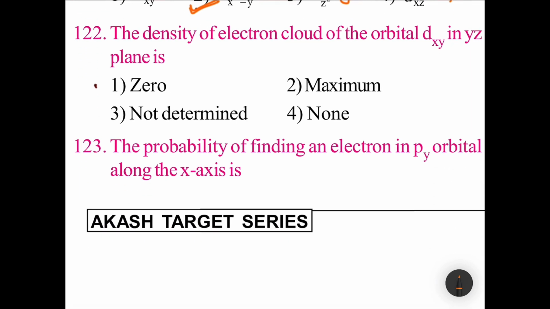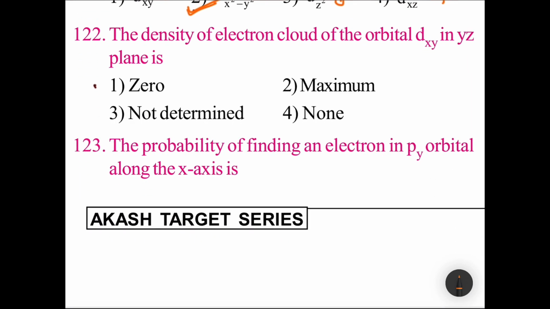The density of electron cloud of the orbital dxy in yz plane is, for dxy orbital, yz and xz are nodal planes, meaning there is 0 probability. Nodal planes.